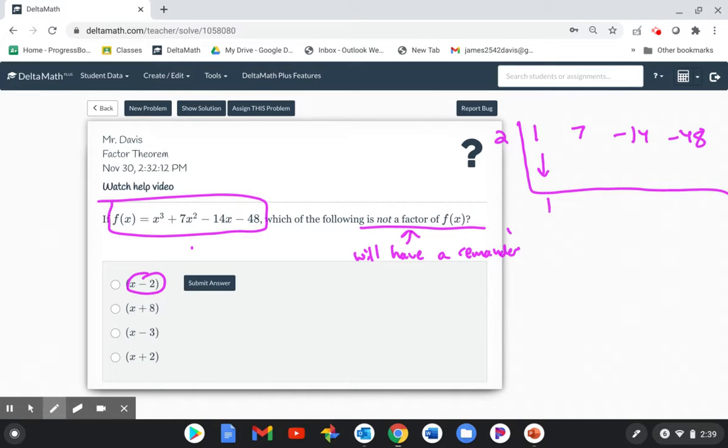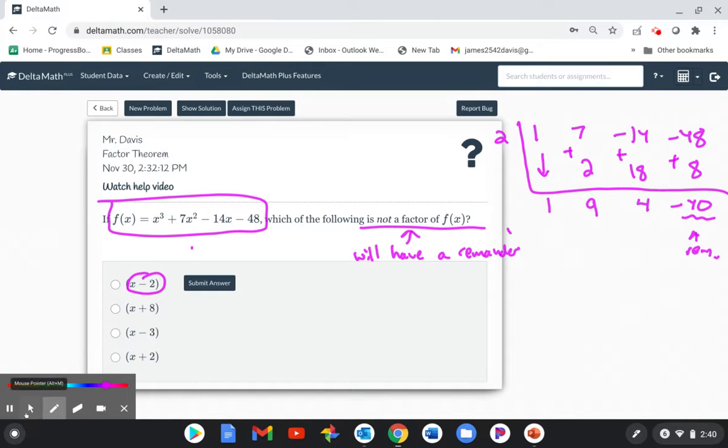Bring the 1 down. 2 times 1 is 2. 7 plus 2 is 9. 2 times 9 is 18. Negative 14 plus 18 is 4. 2 times 4 is 8. Add those together and we get negative 40. Remember, this last one is the remainder. So actually the first one, we got lucky. That one has a remainder, so that one is not a factor.